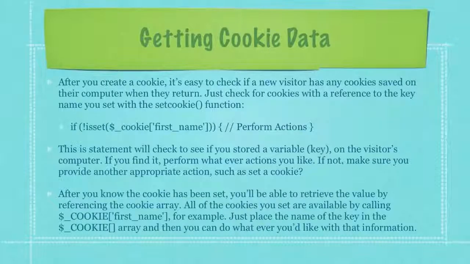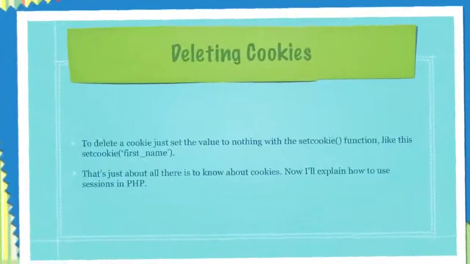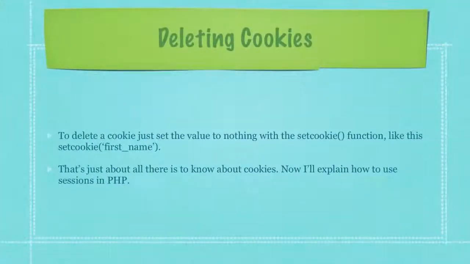Just place the name of the key in that cookie array, and you can do whatever you'd like with that information. To delete a cookie, just set the value to nothing with the setCookie function like this. And that's just about all there is to know about cookies. Now I'll explain how to use sessions in PHP.